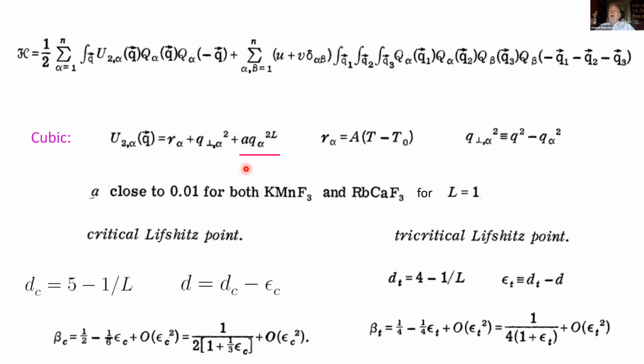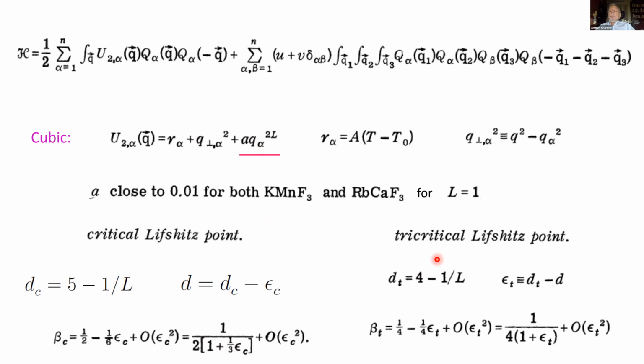So I remind you, Lifshitz is just the usual problem, but with a quadratic term which has different fluctuations in the plane and along the axis. And there are epsilon expansions for the critical Lifshitz point and for the tricritical Lifshitz point and for various other Lifshitz situations. The upper critical dimension for the critical Lifshitz point is 5 minus 1 over L. If L is 2, that will become 3. And then you can expand the exponents around that.